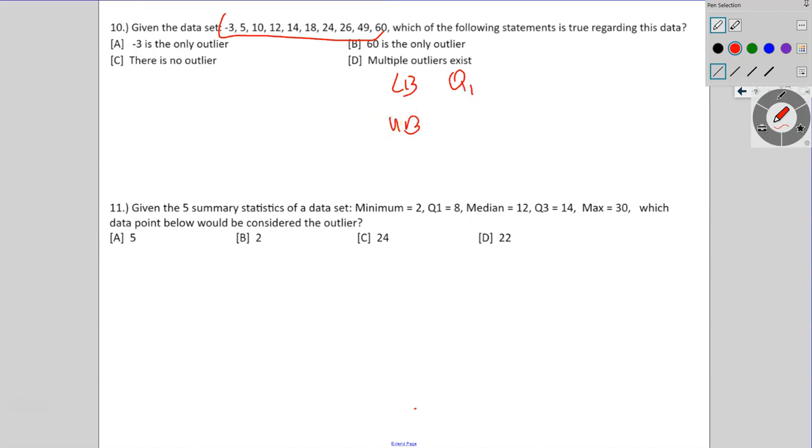The lower bound is Q1 minus 1.5 times IQR. The upper bound will be Q3 plus 1.5 times IQR. Also remember that IQR, the way we calculate it, is Q3 minus Q1. Okay, so I arrange it.